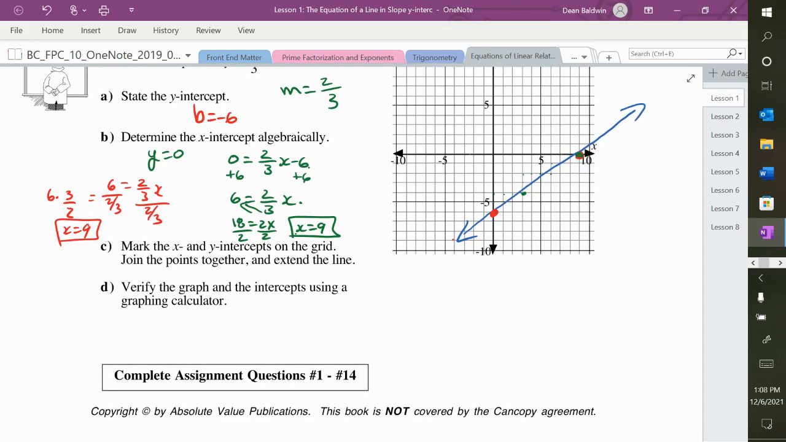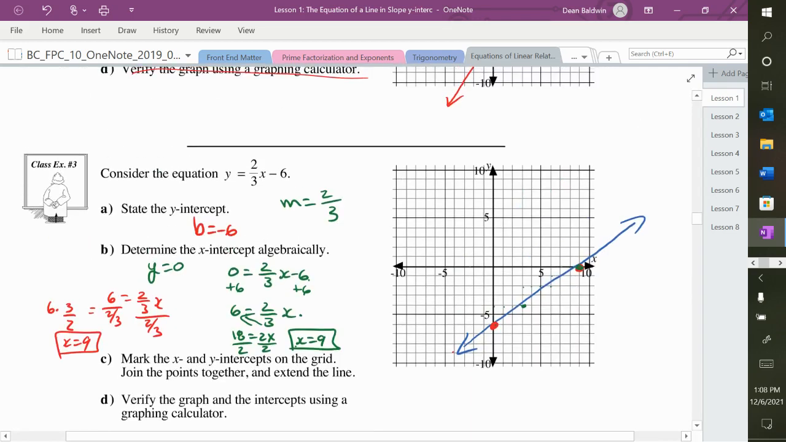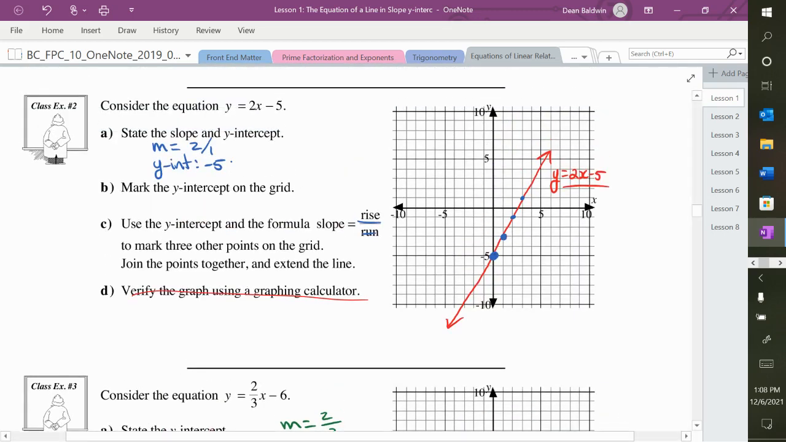All right, so if you get an equation, mark the y-intercept, use the slope starting from that point, and use the rise over the run and count to get enough points that you can draw the line. Okay?